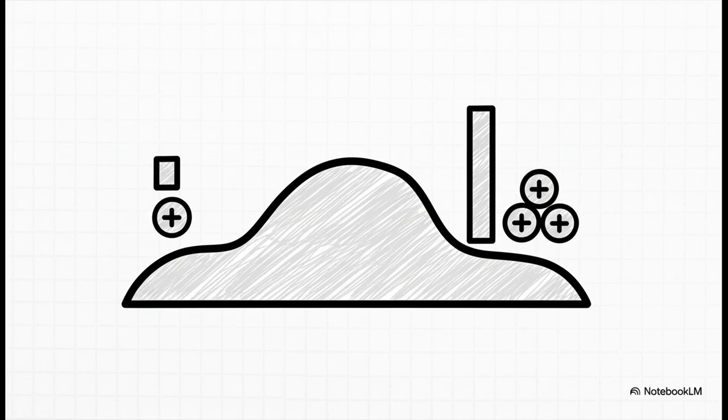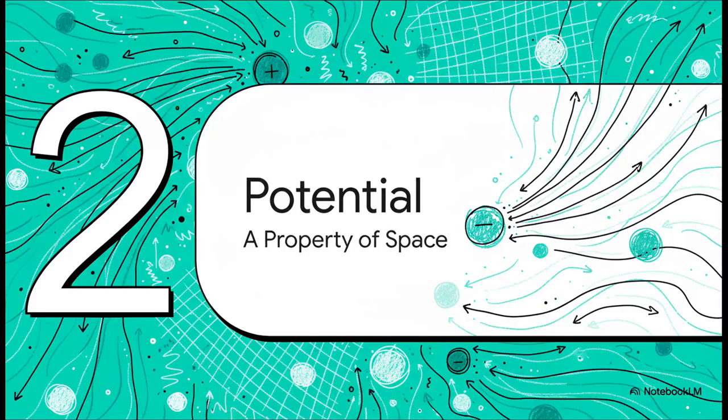Okay, but there's a little problem here. Potential energy is great, but it depends on the charge of the particle you're actually moving. A bigger charge is going to have more potential energy in the exact same spot. This makes it a property of the whole system, not a property of the electric field itself. What we really want is a way to describe the energy landscape of the space, no matter what we decide to put in it. And that brings us to the real star of the show today, electric potential.